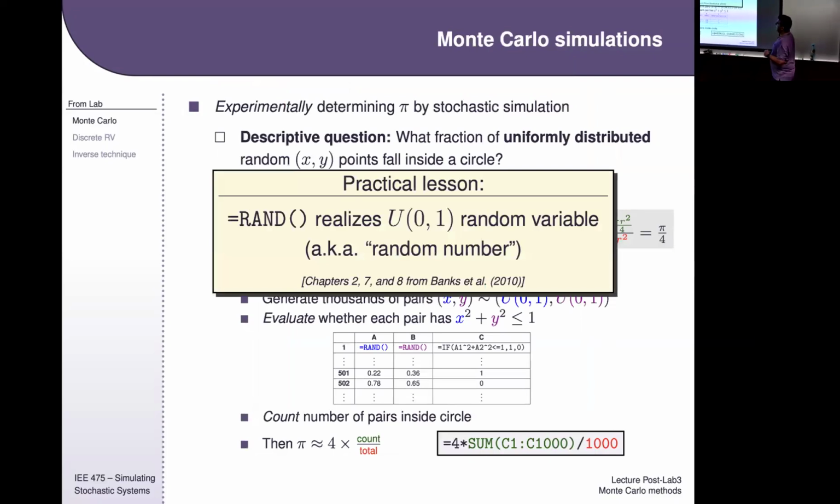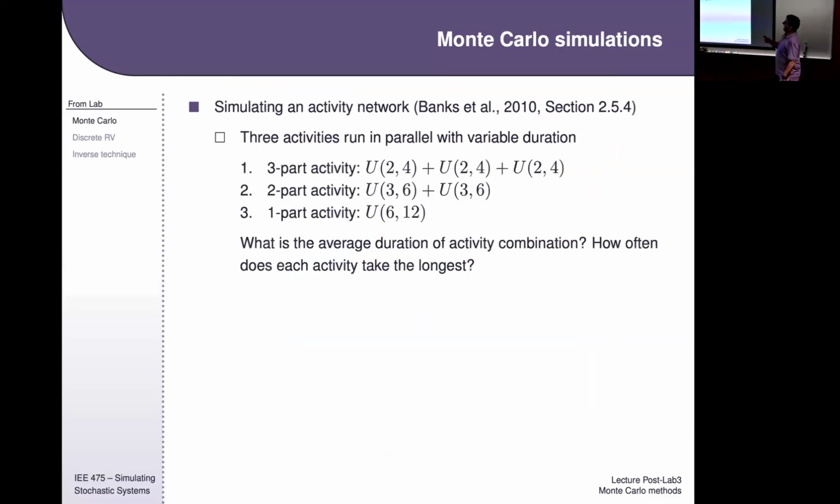Okay. Other things I wanted you to pick up from this is generating random numbers in Excel. You use the RAND function, so it draws a random number uniformly between 0 and 1. We're going to see that a lot, especially going into the next unit. And then these activities here.